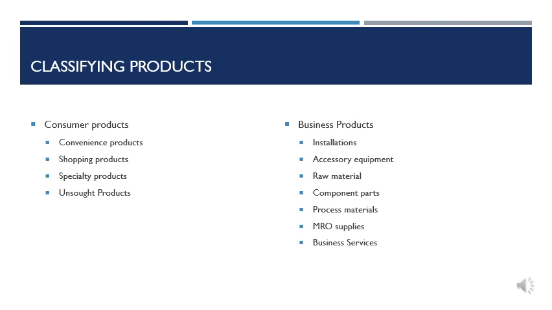Consumer products can be broken down into four categories. The first is convenience products. These are frequently purchased and used items that a consumer buys regularly and does little to no research about before buying. An example of this would be toothpaste.